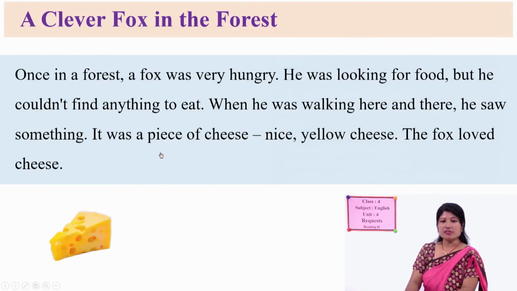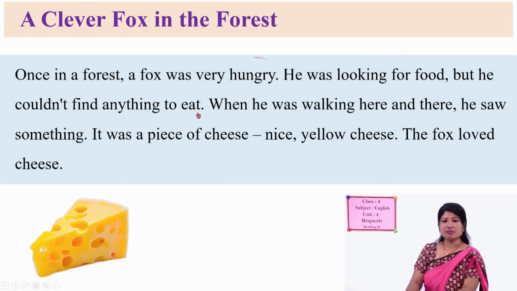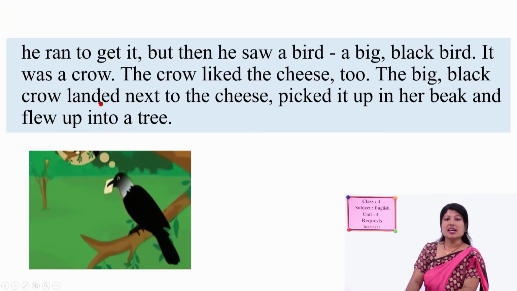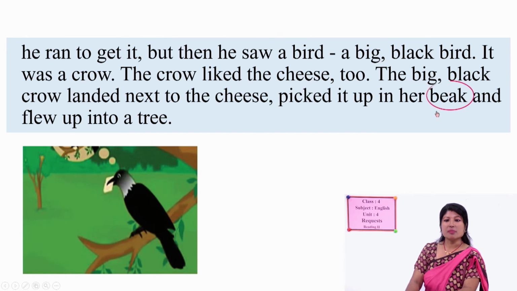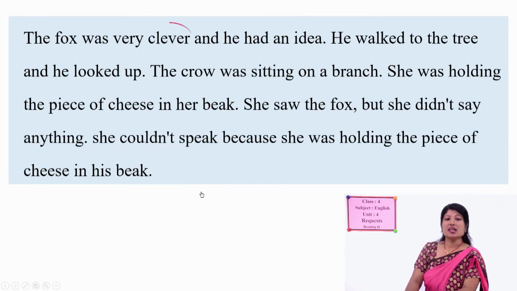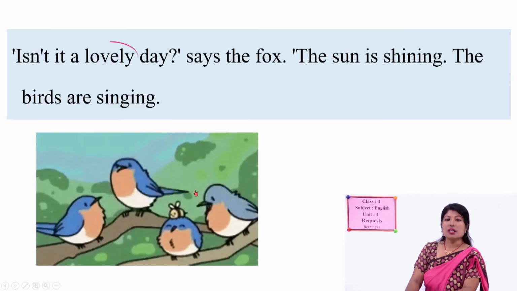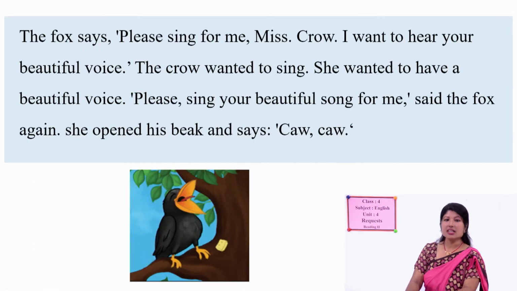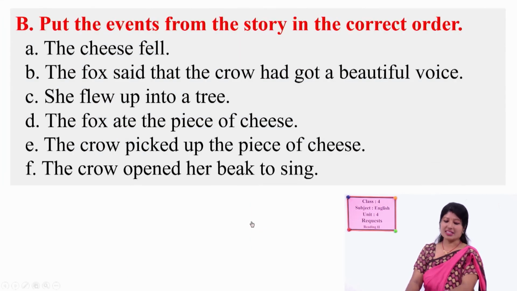These words you can find over here. Okay, I have circled over here. Hungry, peace, right? Hungry, peace. And there is another word, beak. Another word is clever. Next one is lovely voice. Okay, that's all we could find there.